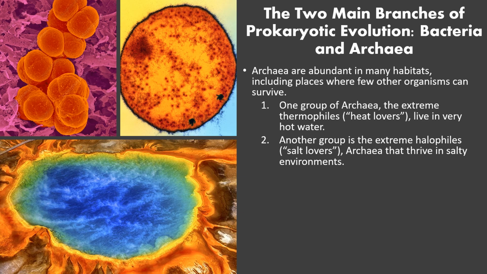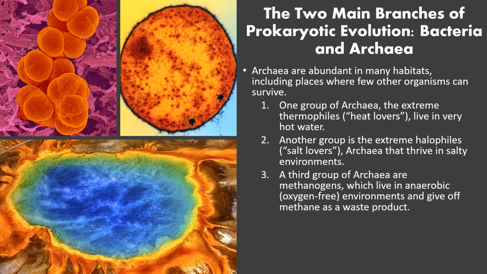The next group is going to be extreme halophiles, and a halophile is a salt lover. And so these archaea can live in extremely salty conditions that most organisms can't survive in. And the third group are going to be the methanogens, which will live in areas that have no oxygen. And they give off methane as a waste product.